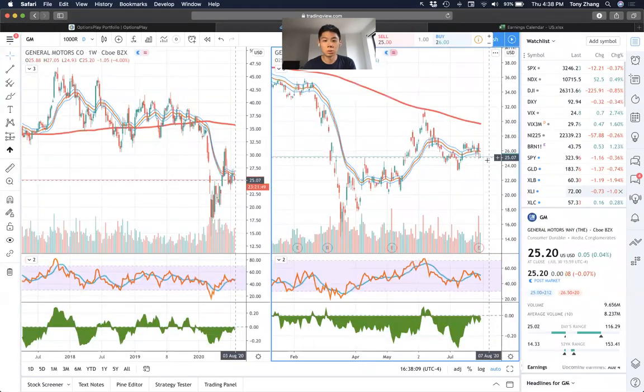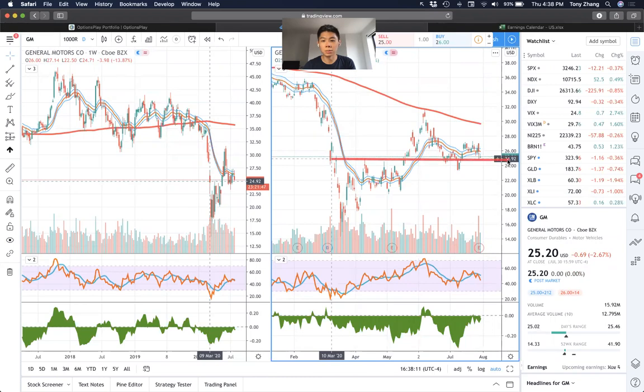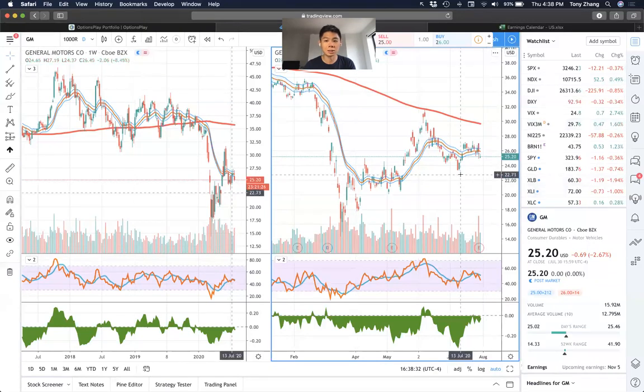GM. So, the auto sales numbers from an economics perspective have been pretty strong. So I'm surprised that GM hasn't really taken off very much. And as you can see, it's just trading above that $25 level. I would keep a close eye. I would first wait for a break below 25 before I go short. Because again, the numbers for car sales have been particularly strong. They haven't been bad at all.